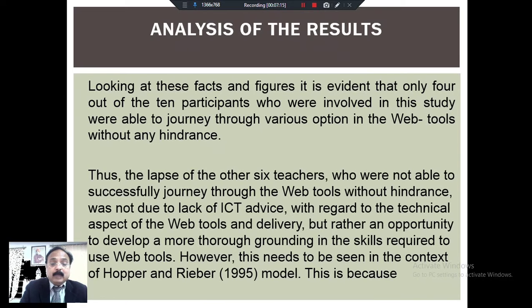Thus, the lapse of the other 6 teachers who were not able to successfully journey through the web tools without hindrance was not due to lack of ICT advice with regard to technical aspect of the web tools and delivery, but rather an opportunity to develop more thorough grounding in the skills required to use web tools. However, this needs to be seen in the context of Hooper and Reber 1995 model.